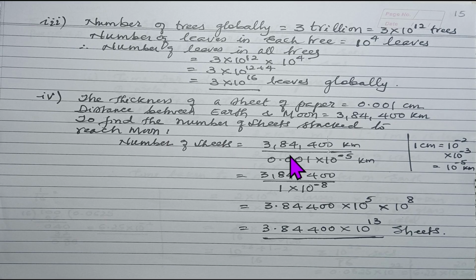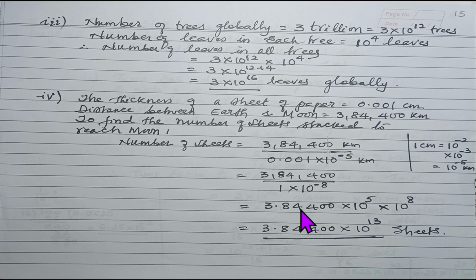Now the number of sheets will be equal to the distance between Earth and Moon, so many kilometers. But remember, the sheet thickness is given in centimeters, so we have to convert it to kilometers. It will be 0.001 into 10 raised to minus 5 kilometers, and then by dividing we get 384,400 divided by 1 into 10 raised to minus 8, removing the decimal point in the denominator.